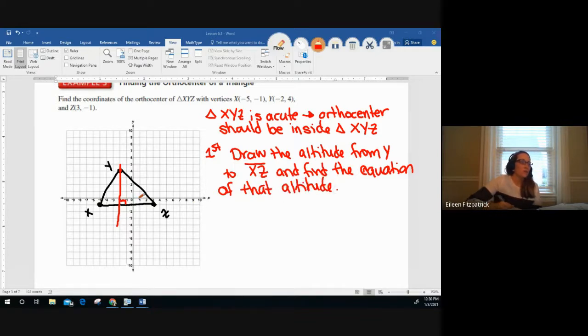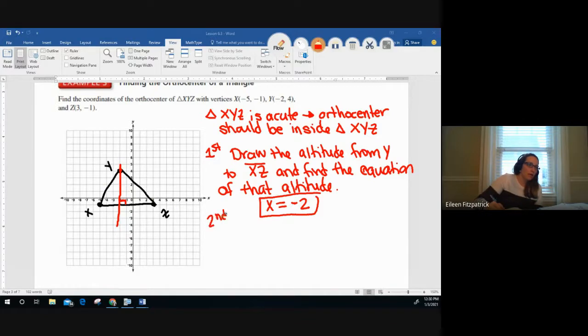Okay, so since it is a vertical line, it's going to have an equation of x equals the x value that the line goes through, and it's x equals -2 is the equation of that line. All right. The next thing we're going to do is we have to draw another altitude. Now, you could go from X to YZ or from Z to XY. It's kind of up to you.